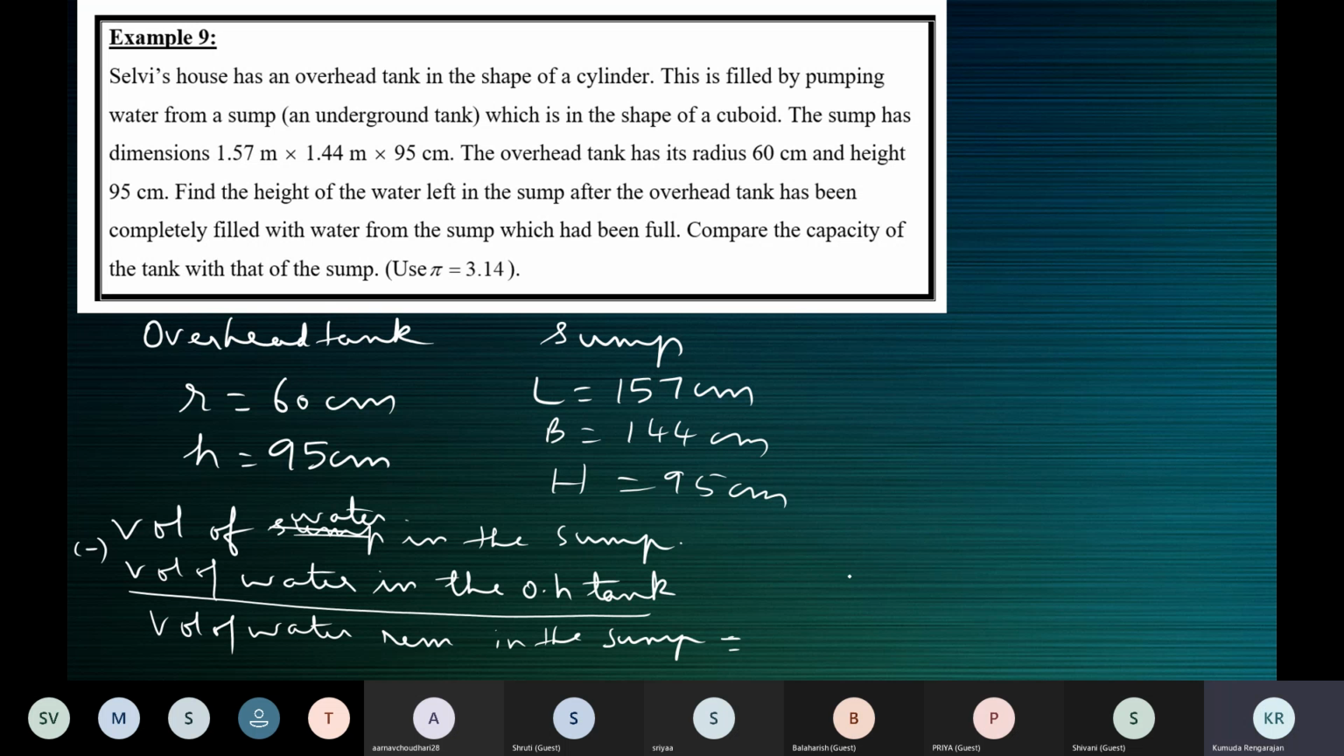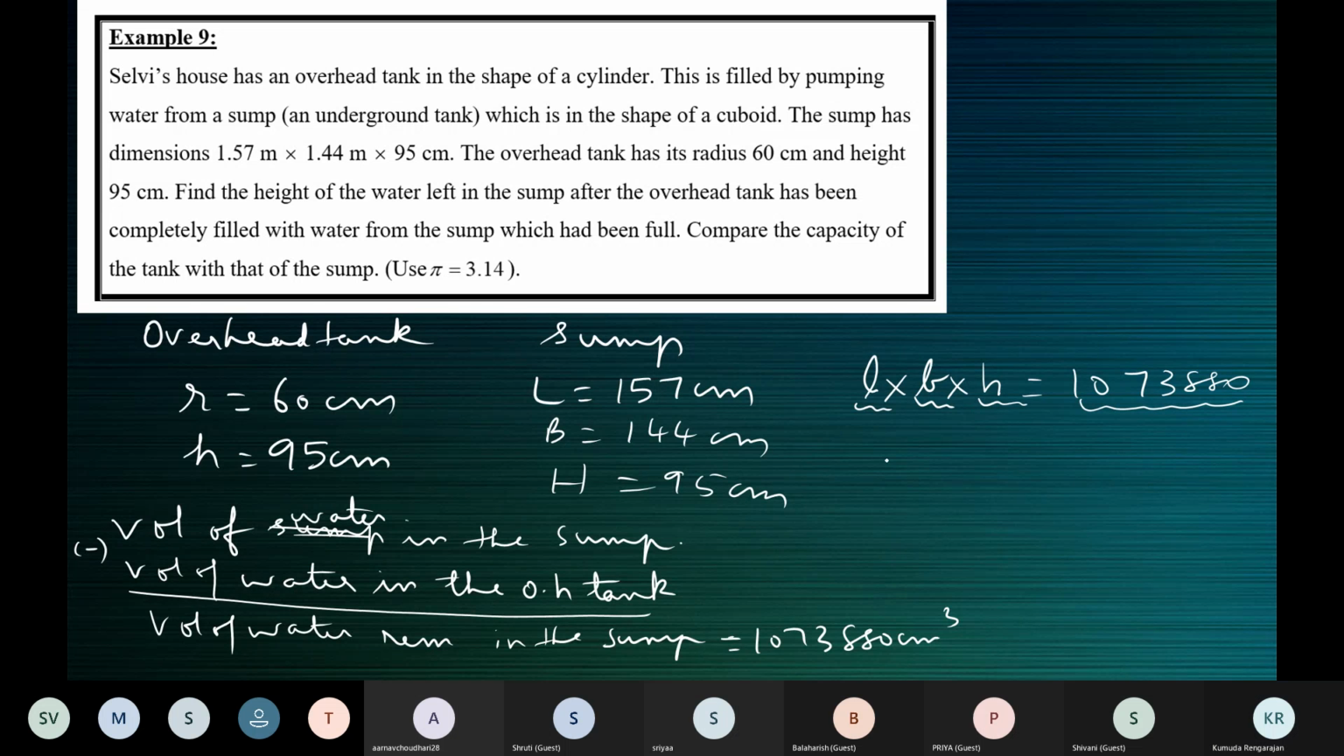So let me see the answer. 1073880 centimeter cube. So this is the volume of the water left in the sump. How do you find the height? Length of the water into breadth of the water into height of the water is equal to the volume of the water left in the sump. What will be the length of the water? It will be the length of the sump, 157. What's the breadth of the water? Breadth of the sump. Height of the water, now the height has fallen. So that new height you should find is equal to 1073880. Working this, you will get the height of the water left in the sump.